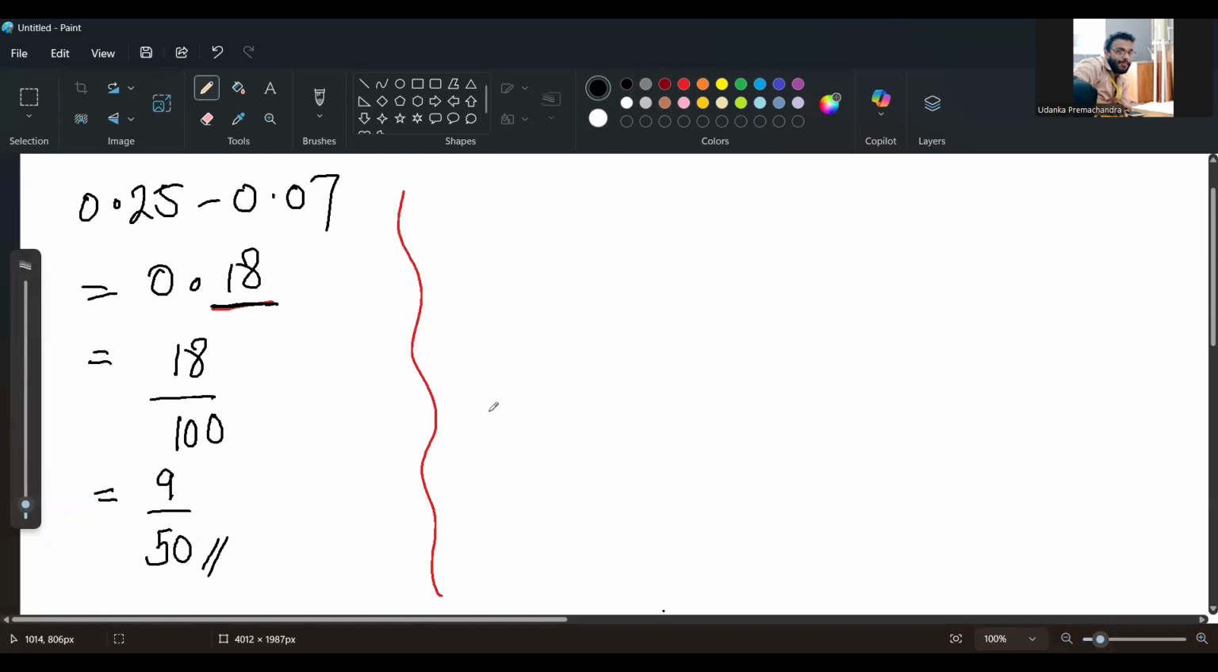Okay, other one. Here, 2 over 3 minus 1 over 2. 2 over 3 minus 1 over 2. Now, will you subtract these two? Yes, do it. Take common denominator. 2 and 3 and 2, it should be 6. Yes, do it.